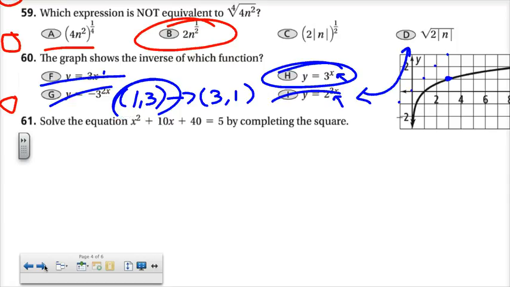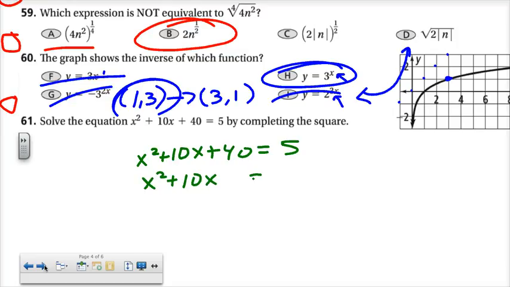Now, 61, love these. Solve the equation by completing the square. So what that means is they want us to get a binomial squared on one side, which means we need a perfect square trinomial. And what that tells me is that this 40 that I see here, it's not helping me. Because if this 40 were the perfect square that I needed for the situation, then I wouldn't have to use this process of completing the square. So what I'm going to do is subtract it from both sides. Just get it out of my way so that I can go through the process of completing the square. And 5 minus 40 will be negative 35.